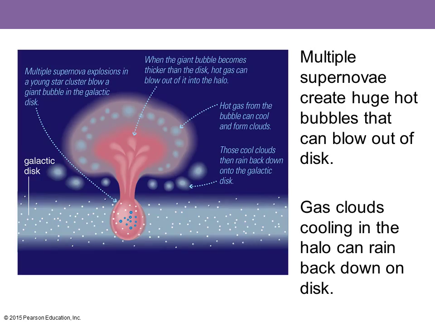If multiple supernovae explode at basically the same time, they'll create a pretty hot bubble that can blow out of the disk of the galaxy. These gas clouds cool in the halo, and then they come back down. The gases actually re-enter the disk.